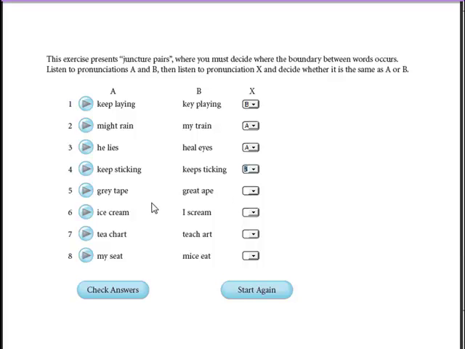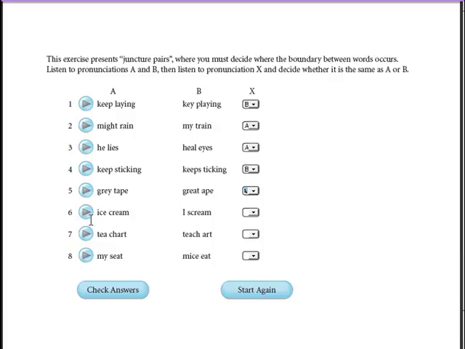For the next one, is it gray tape or great ape? Gray tape. Which do you think? If you said gray tape, A, you are correct.